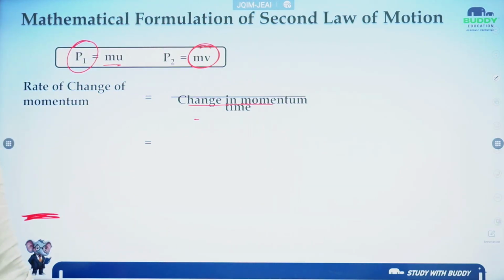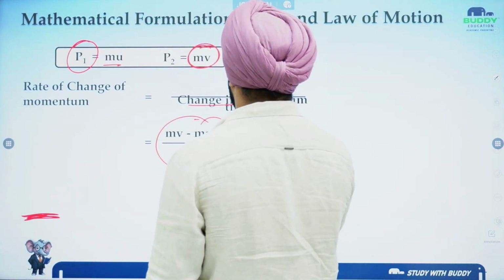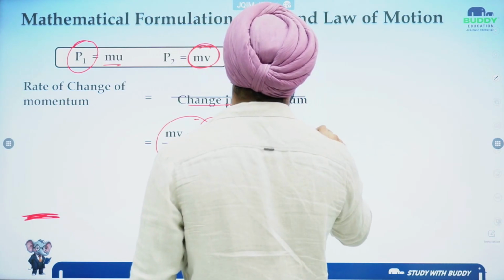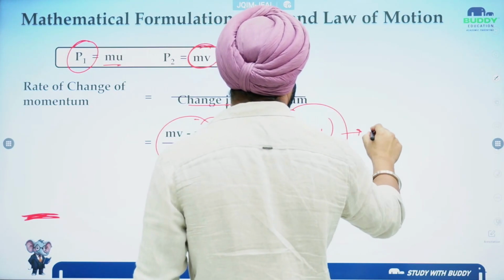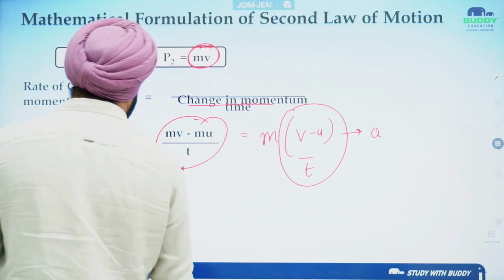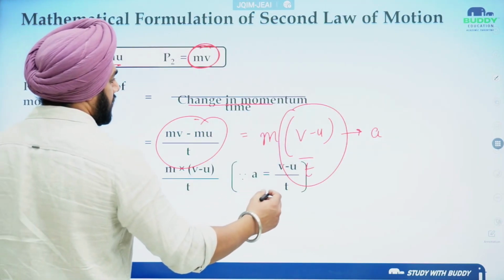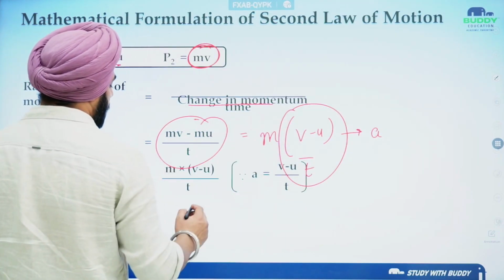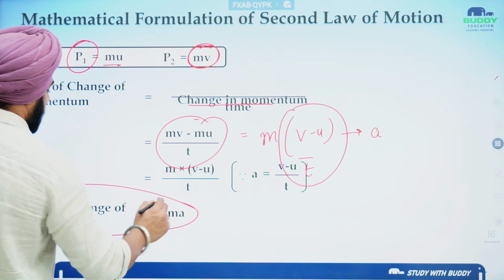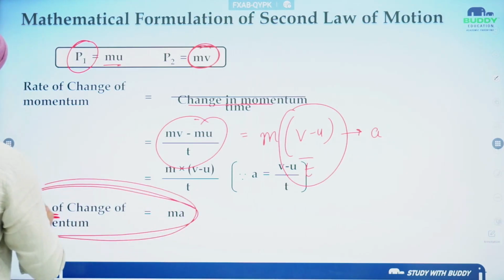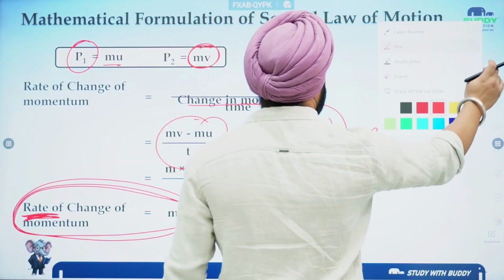So how can we write this? mv minus mu by t, which we have already discussed. Mass times v minus u by t, and v minus u by t is basically acceleration, right? Then force is equal to mass into acceleration. This is the final formula, okay? So rate of change of momentum is basically equal to ma. This is what you have to remember.